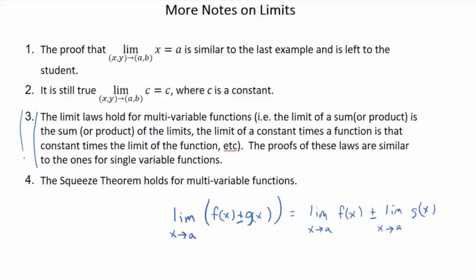So note number 3 is talking about those limit laws that you learned about in Calculus 1. The limit laws hold for multivariable functions, i.e. the limit of a sum or a product is the sum or product of the limits. The limit of a constant times a function is that constant times the limit of the function. In other words, you can pull the constant out front, etc. The proofs of these laws are similar to the ones for single variable functions. If you had a rigorous math teacher, then you might have done some of those in Calculus 1. Using the epsilon-delta definition, you might have proved some of those limit laws. I'll just assume you did.